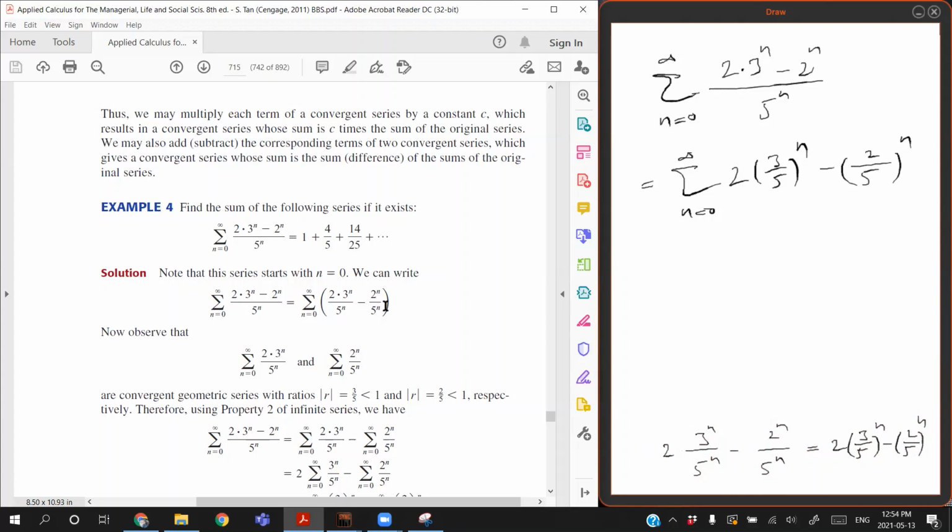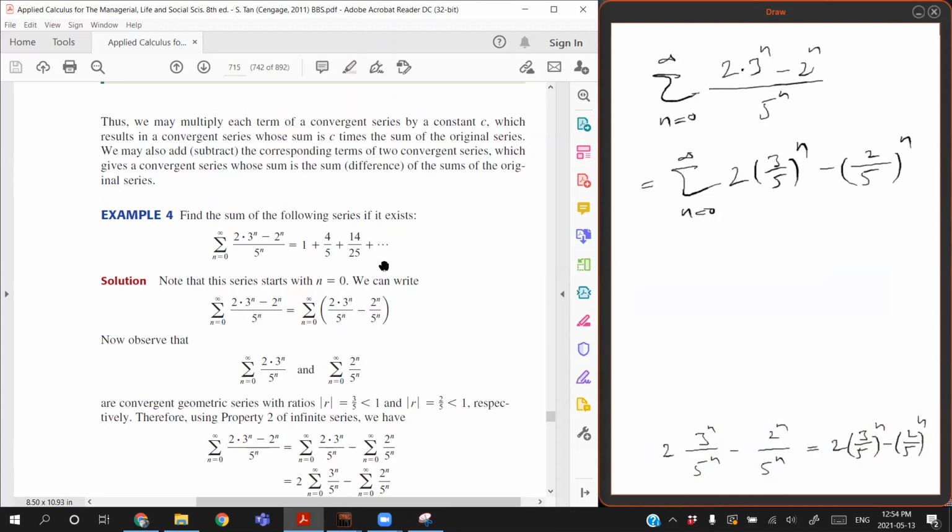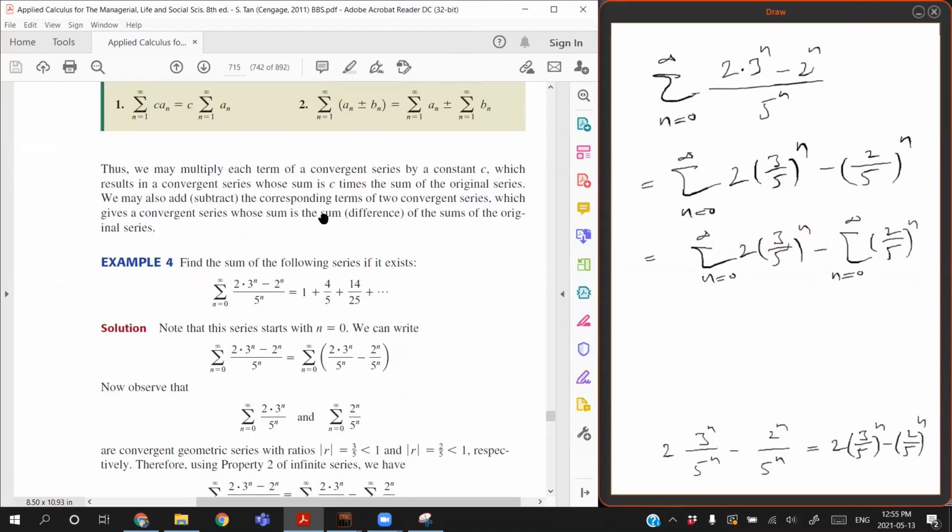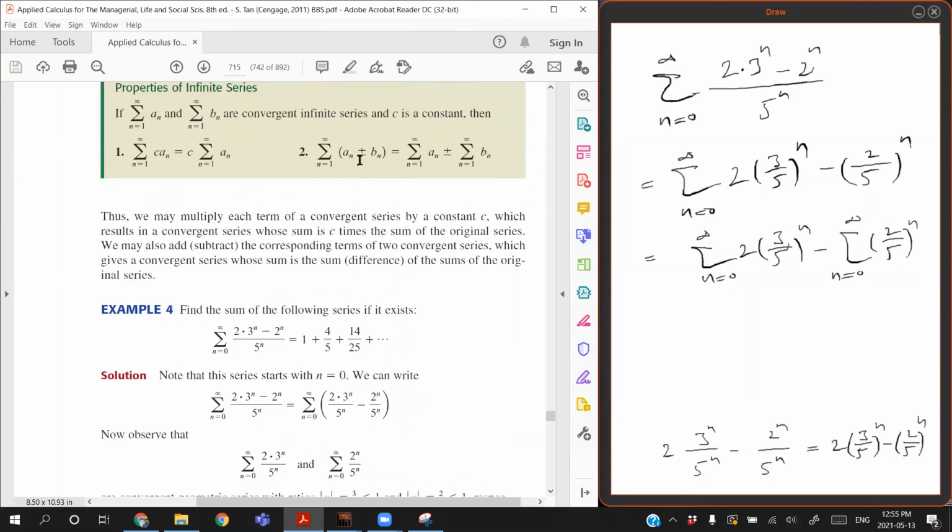And then I can see that both of these are between -1 and 1. 3 over 5 is less than 1. 2 over 5 is also less than 1. So this is going to be the sum of sigma n from 0 to infinity of 2 times 3 over 5 to the power of n minus sigma n from 0 to infinity of 2 over 5 to the power of n. I'm using this property here with the minus.